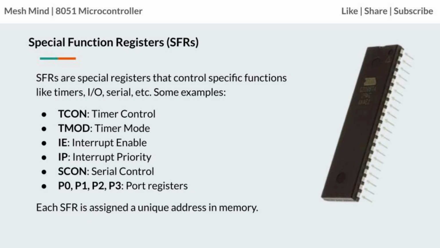Then special function registers, SFRs. SFRs are special registers that control specific functions like timer, input output, serial, etc. Some examples: TCON, timer control; TMOD, timer mode; IE, interrupt enable; IP, interrupt priority; SCON, serial control; P0, P1, P2, P3 port registers. Each SFR is assigned a unique address in memory.